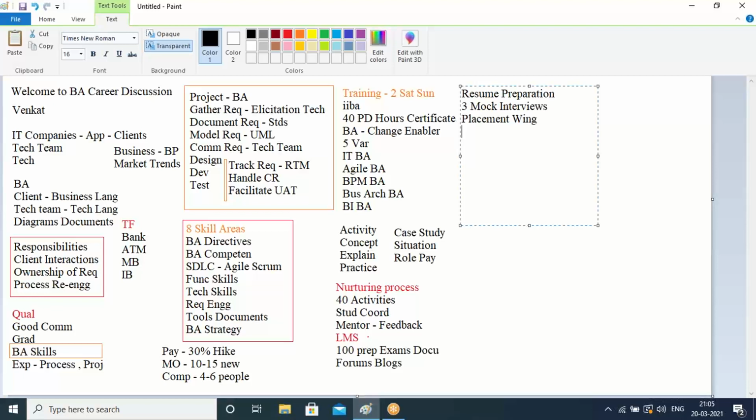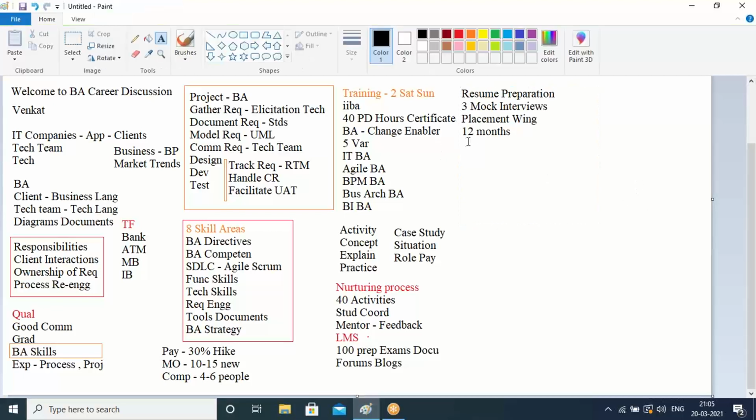And once you get a job, we give you 12 months of on-job support. This 12 months of on-job support is subject to the NDA form which you signed with the company, and we do it only in India.